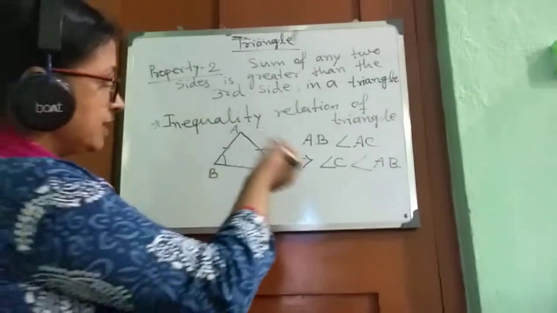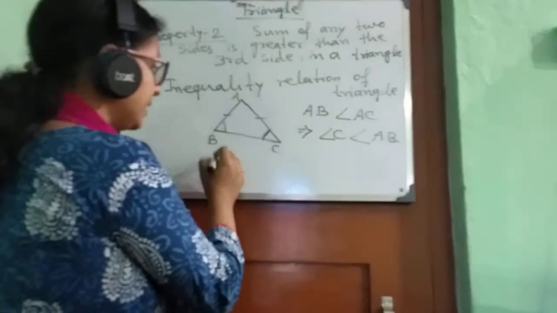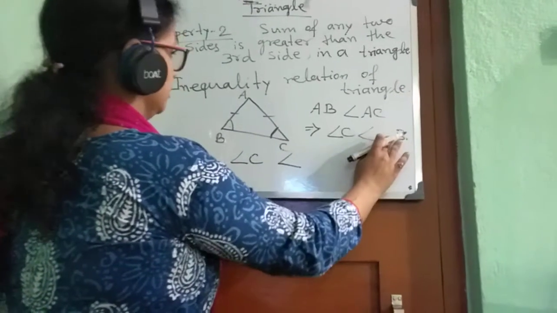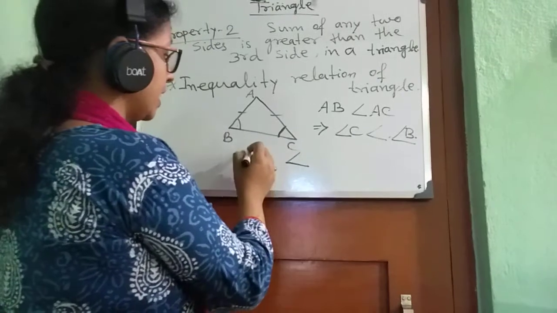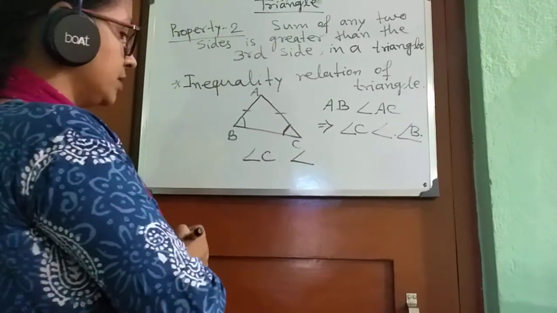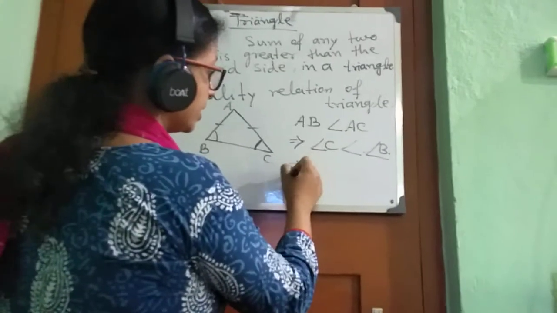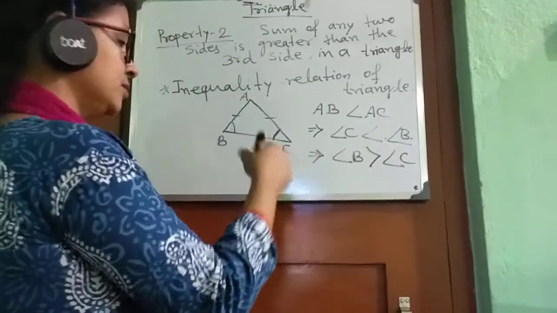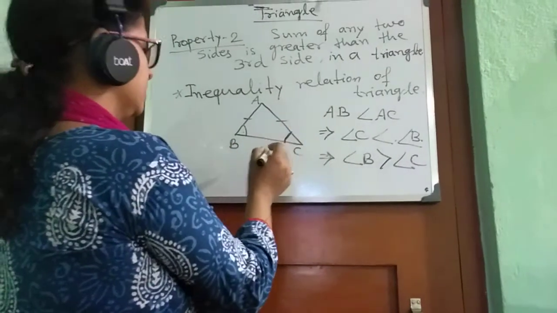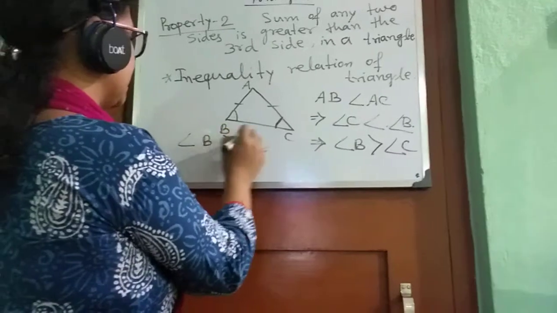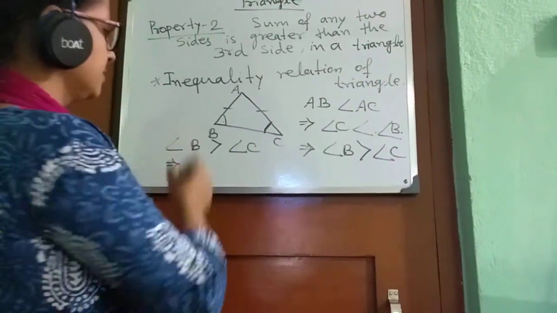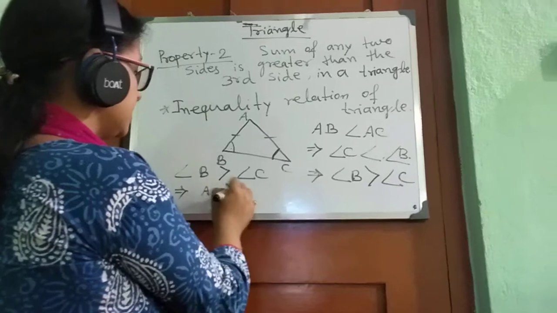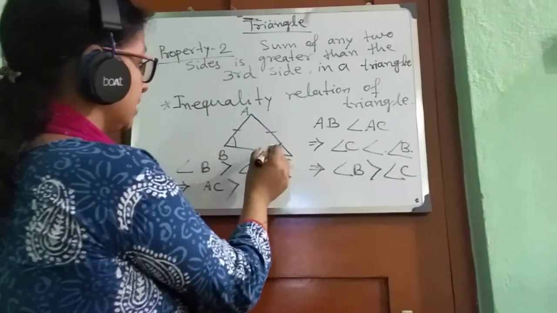And its converse is also true. We can also write angle B is greater than angle C. Similarly, the converse part is also right. If it is given that angle B is greater than angle C, the greater angle is B, and its opposite side is AC, so AC will be greater.